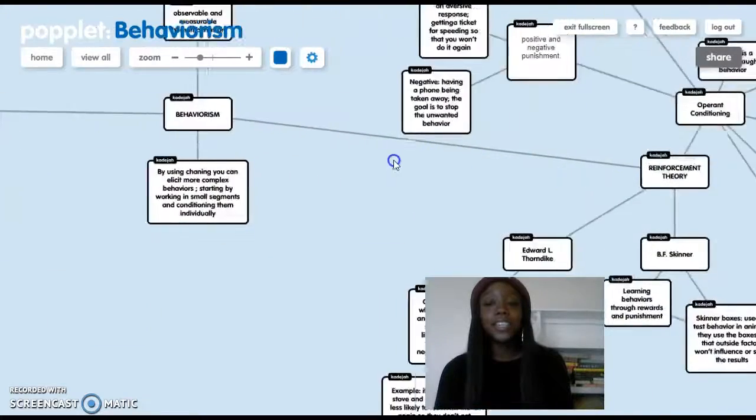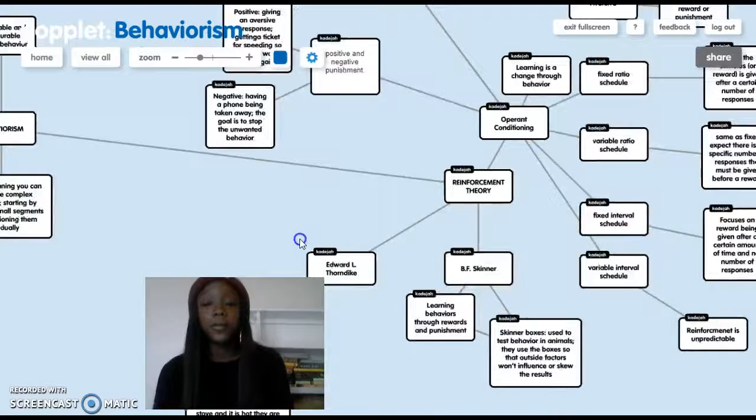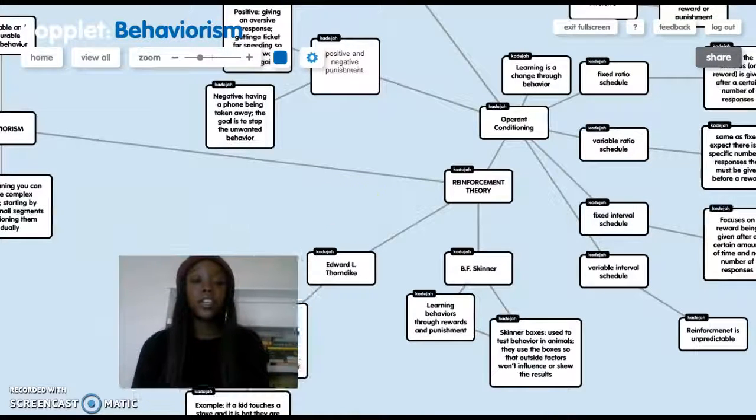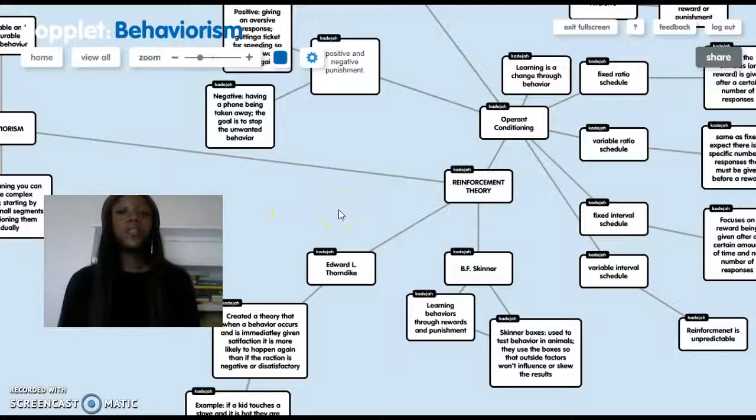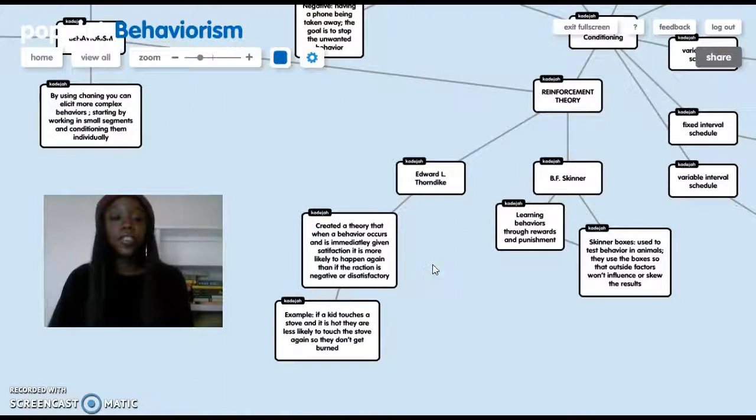The other theory is the reinforcement theory, and in this one it is all about operant conditioning, meaning you're using positive and negative reinforcement to create a certain type of behavior. Two theorists at the forefront of this theory are Edward L. Thorndike and B.F. Skinner. For Thorndike, he created a theory that when a behavior occurs and it is given satisfaction, it's more likely to happen again than if your reaction was negative or dissatisfactory.